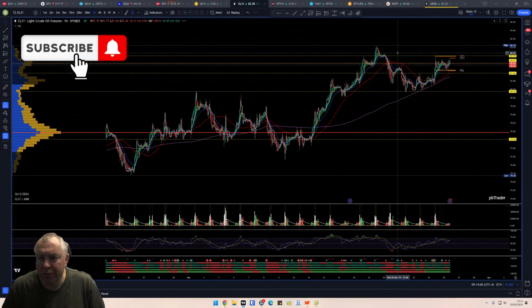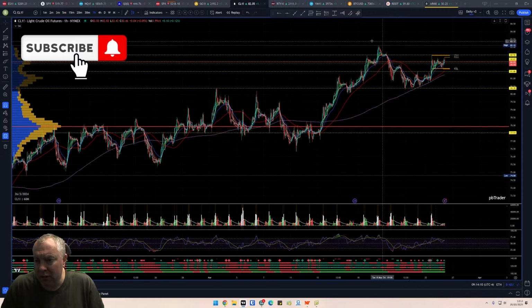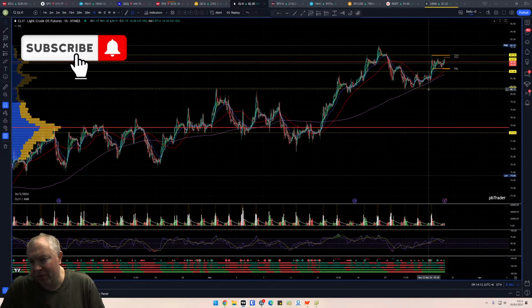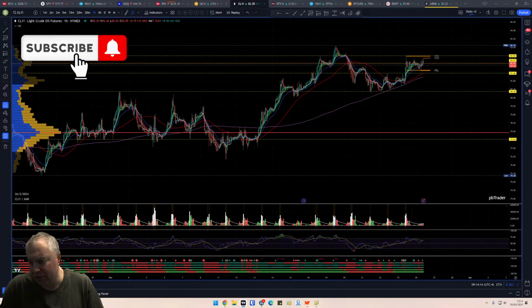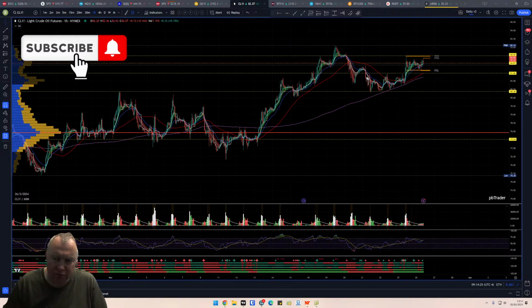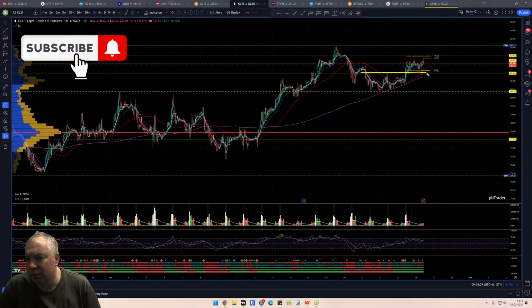Crude oil, it's kind of broken that hourly downtrend. It's starting to curve around a little bit now as well, and again we've got kind of a head and shoulders pattern, but not really a great one. But we definitely got this area of confidence. We're coming back in for the break and retest of that area.